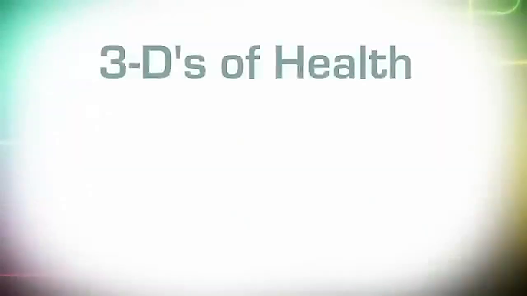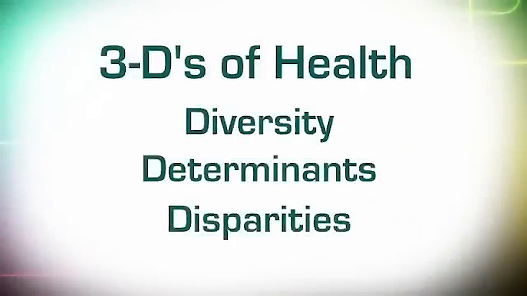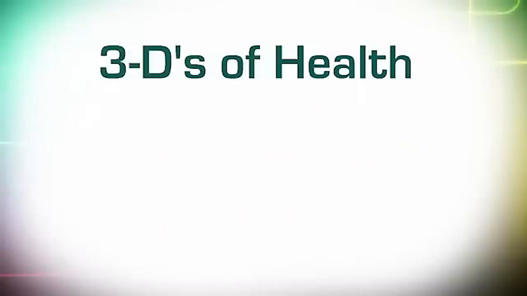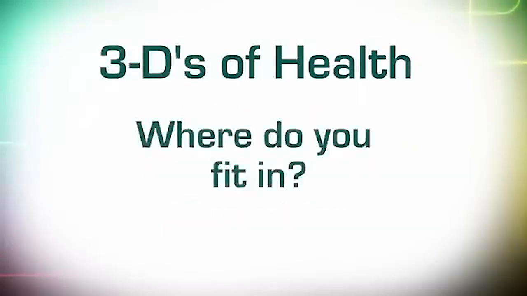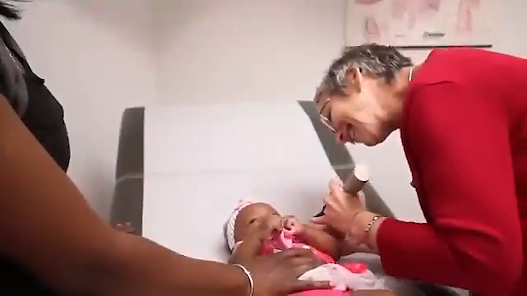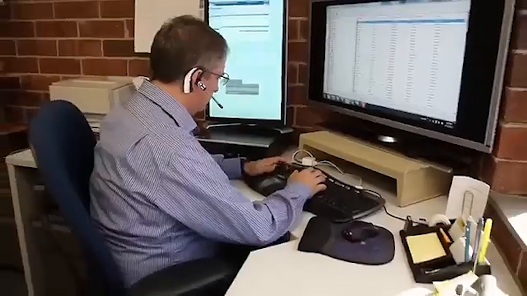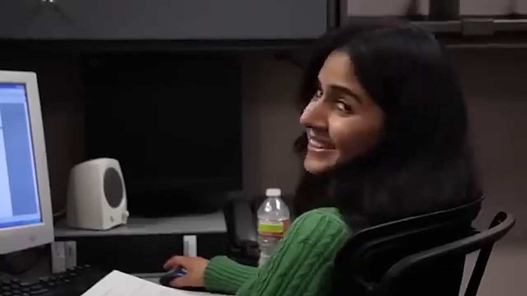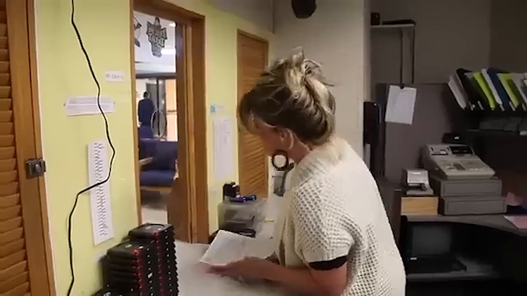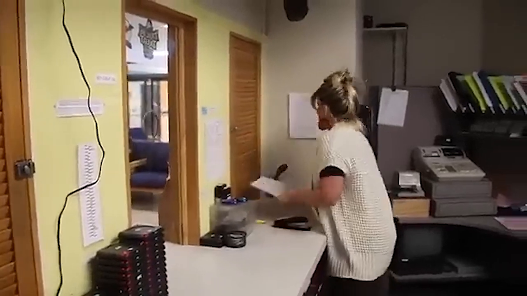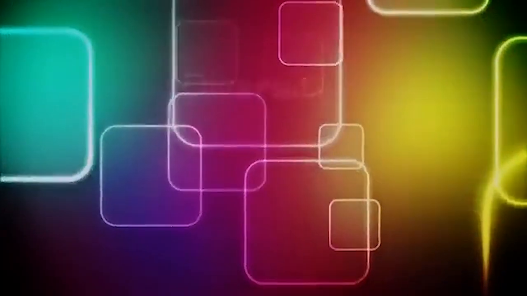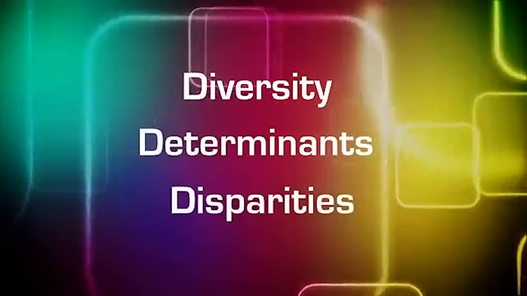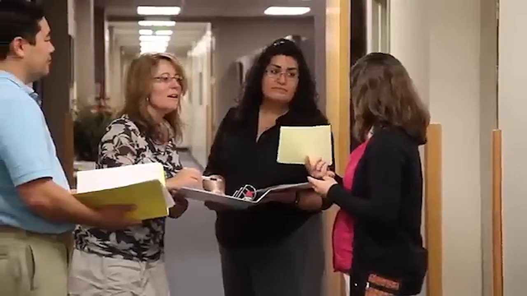After understanding the 3 Ds of health, diversity, determinants, and disparities, the real question is, where do you fit in as an employee of a public health agency? It doesn't matter if we are frontline clinical providers, or that we work in data, administration, finance, health promotion, environmental health, public information, human resources, or preparedness. It is critical that we all understand the connection between diversity, health determinants, and health disparities, because directly or indirectly, we all work in public health.